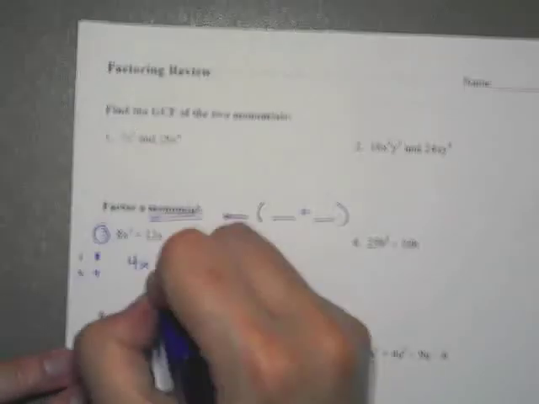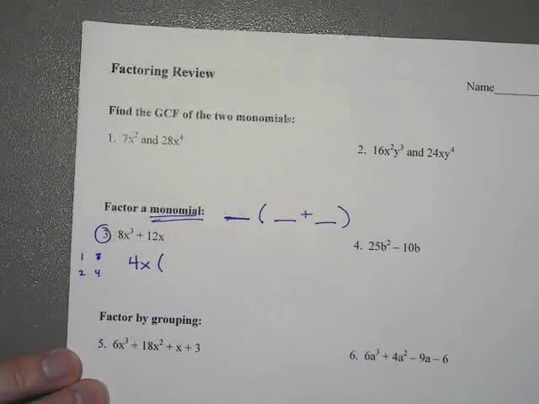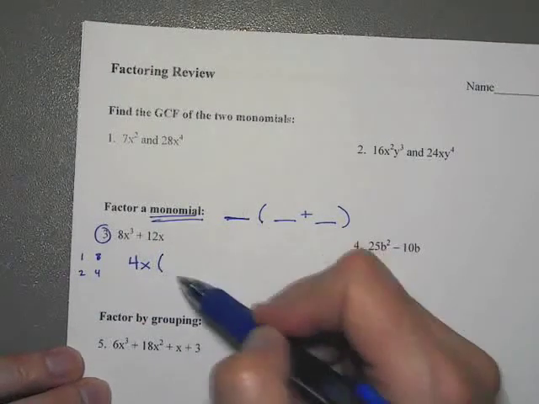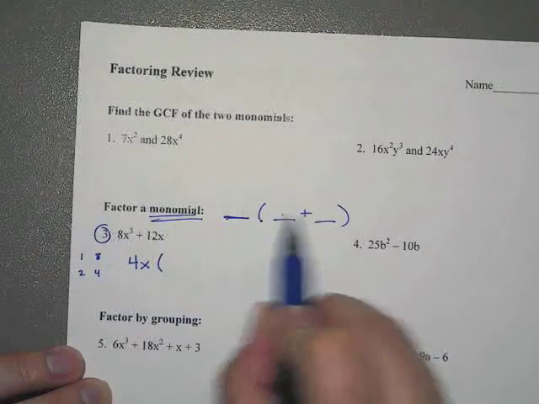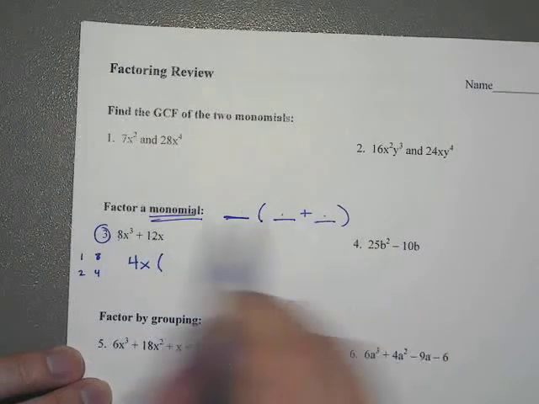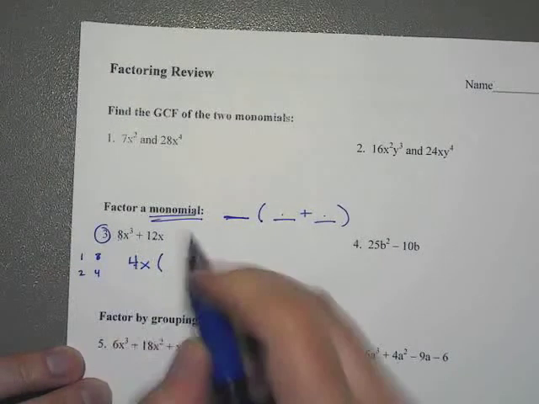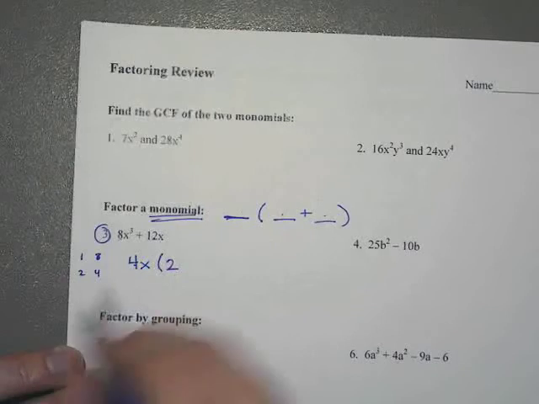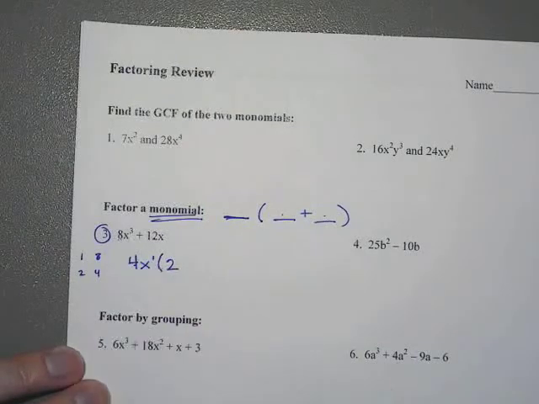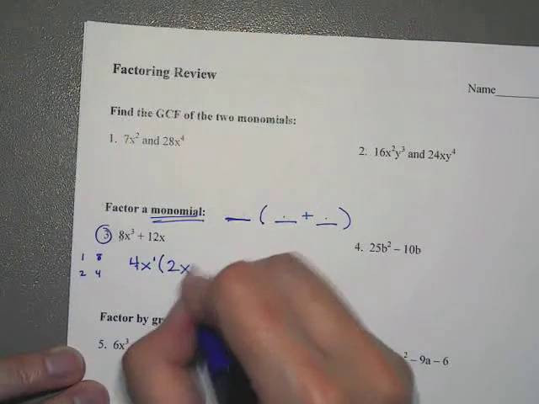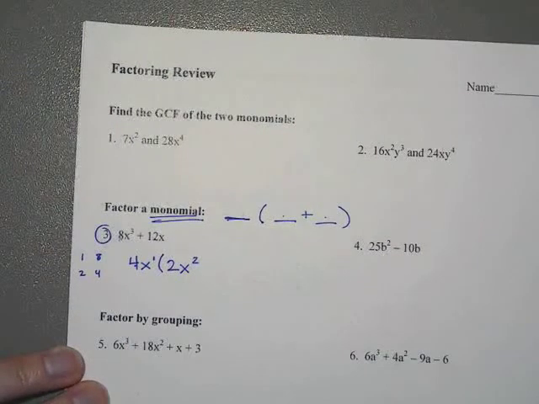Now I'm going to start my set of parentheses, and I'm going to divide to figure out what goes inside the parentheses. And since I have 2 terms here, I know I'm going to have 2 terms inside the parentheses. So 8 divided by 4 is 2, and I had x to the third power, and I took out x to the 1 power, so I have x squared. I have 2 x's still left over, so x squared left. All right, so that's the first term.